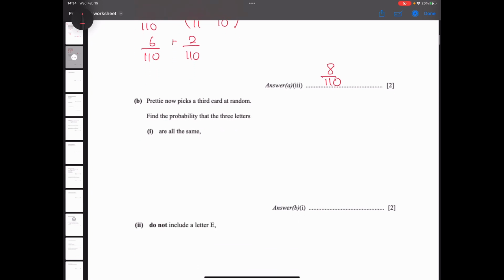Okay, now it gets complicated because now she picks a third card at random. Find the probability that the three letters are all the same. The only way to get the three letters the same is if the first is an E, the second is an E, and the third is an E. So that is 3 out of 11 times 2 out of 10 times 1 out of 9. 3 times 2 times 1 is 6, and 11 times 10 times 9 is 990. Again, I'm not going to bother to simplify.